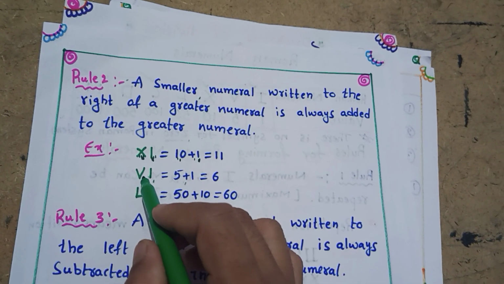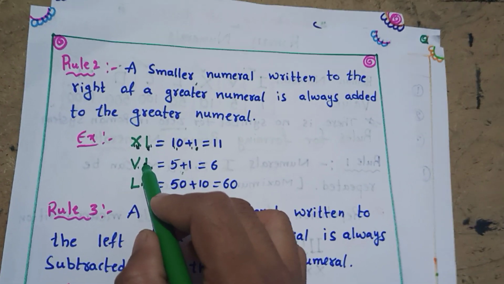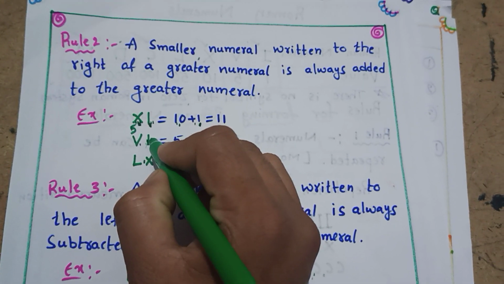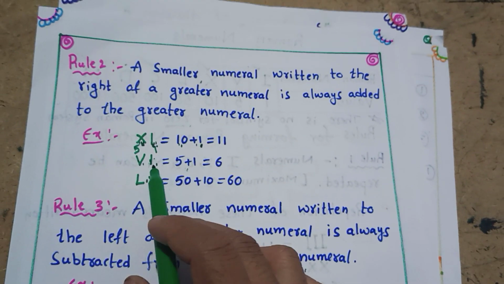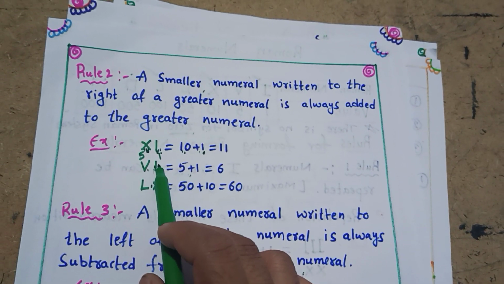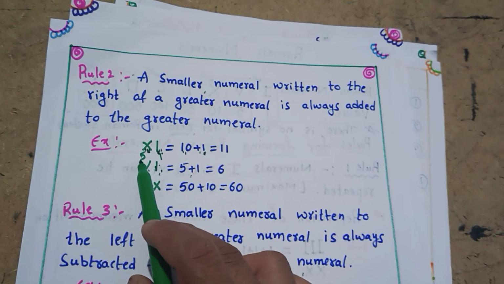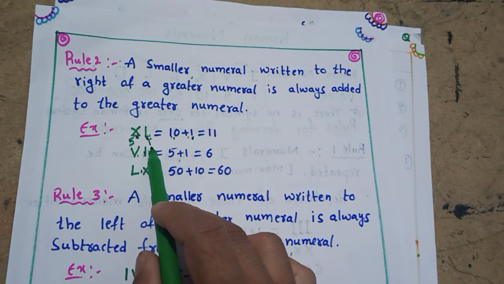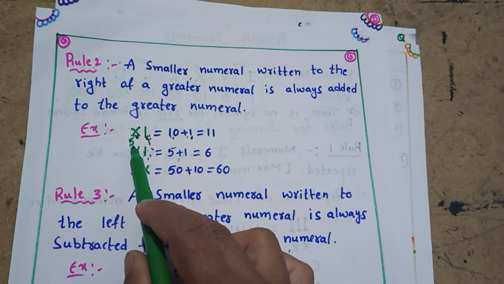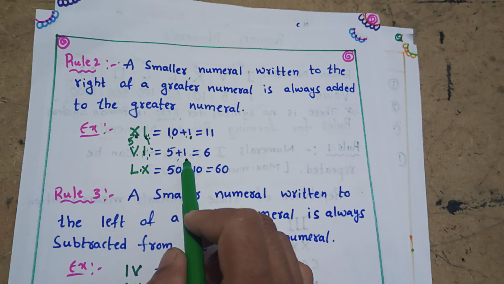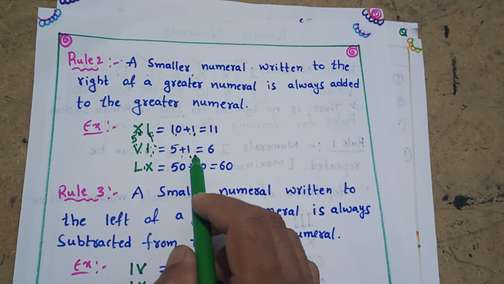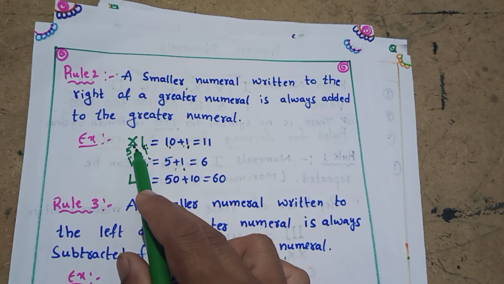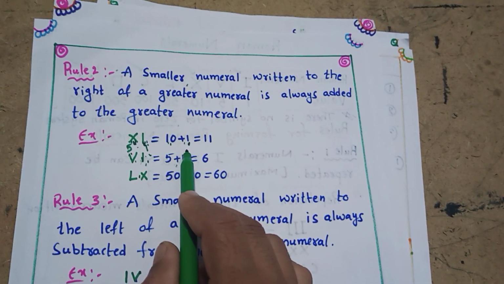Let us go for another example. VI. In these two, what is the value of V? The value of V is 5. The value of I is 1. In these two, which one is smaller? Which one is greater? Yes, 5 is greater, 1 is smaller. Here we have written the smaller value to the right side of the greater value. It means we should add. Now, what is rule 2? If you write a smaller value to the right side of a greater value, it should be added.